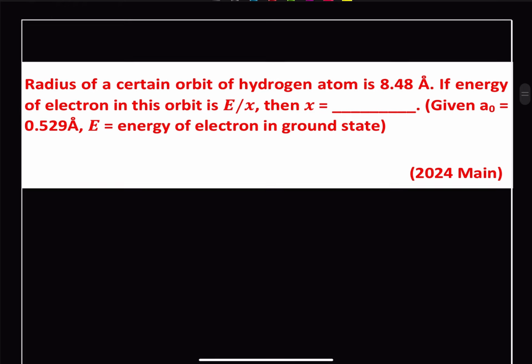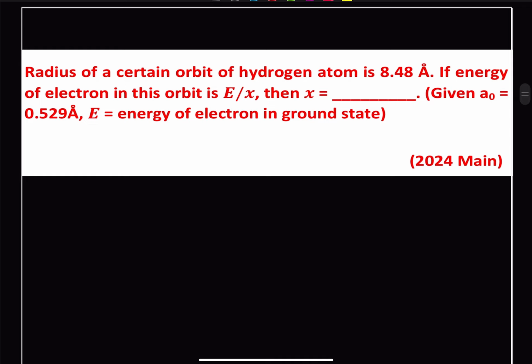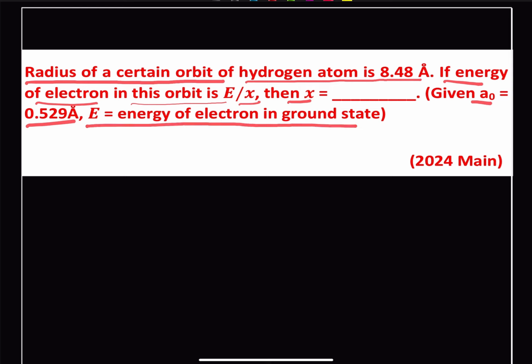It states that the radius of a certain orbit of a hydrogen atom is 8.48 angstrom. If the energy of the electron in this orbit is E upon x, then find x, given that A naught is 0.529 angstrom and E is the energy in the ground state. So A naught is nothing but our Bohr radius, and E is the energy in the ground state, which we know is given as minus 13.6 electron volt.